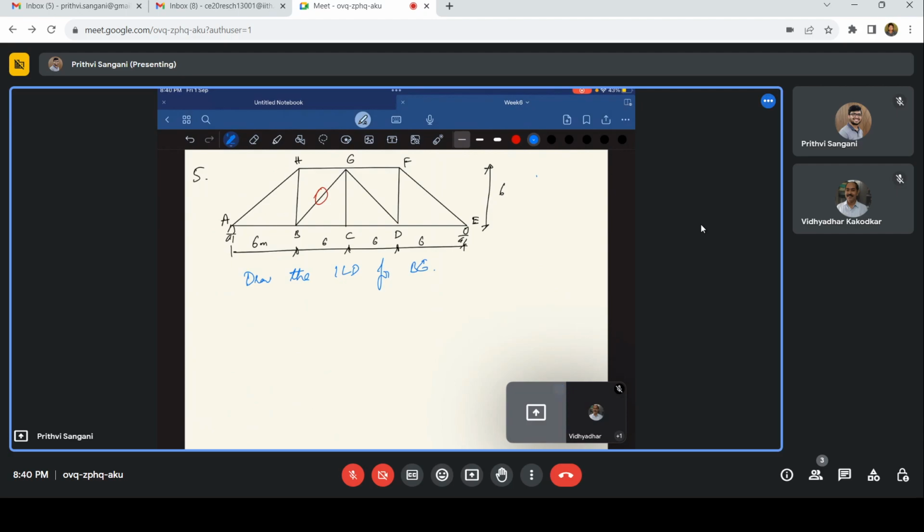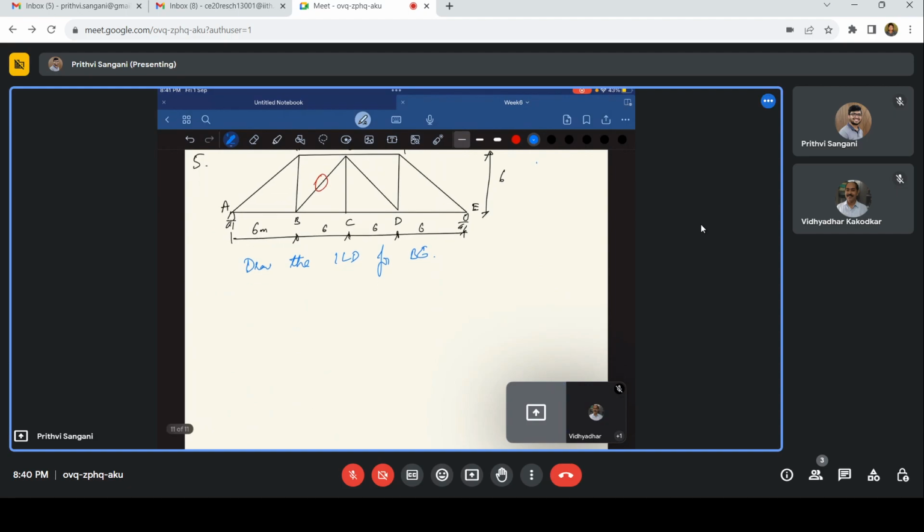What was asked is to find the influence line diagram for BG. For this, we need to do the truss analysis. In the previous questions, we had static loads at some nodes and found the forces in the corresponding members. But the ILD is nothing but how the force in BG changes as the load passes from A to E. That is what the influence line diagram is.